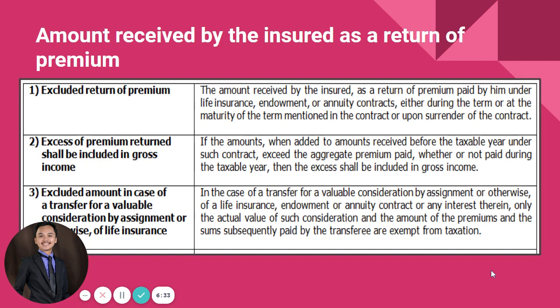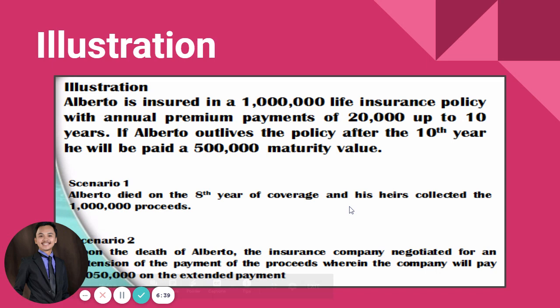We have here Alberto, insured in a 1 million life insurance policy with annual premium payments of 20,000 up to 10 years. If Alberto outlives the policy after the 10th year, he will be paid a 500,000 maturity value. So in this case, guys, Alberto will be paying 20,000 per year up to 10 years. Okay? However, if Alberto outlives the policy, meaning Alberto is still alive even after the 10 years of maturity, then Alberto will be receiving 500,000.